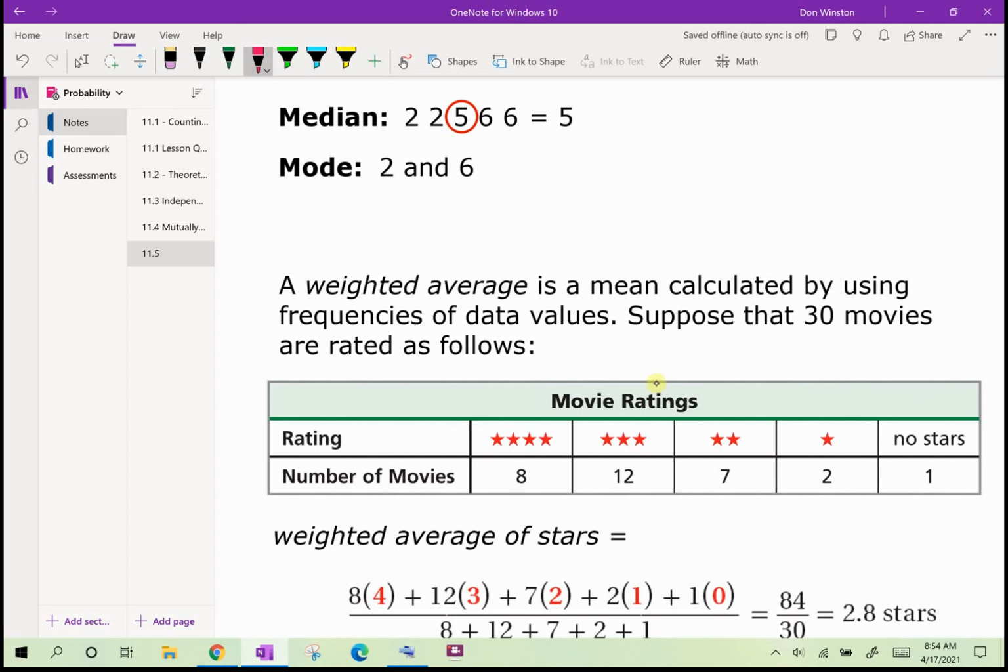Well, we wouldn't take 4 and then 3 and then 2 and then 1 and 0 and add those up. So 4 and 3 is 7, and 7 plus 3 is 10.